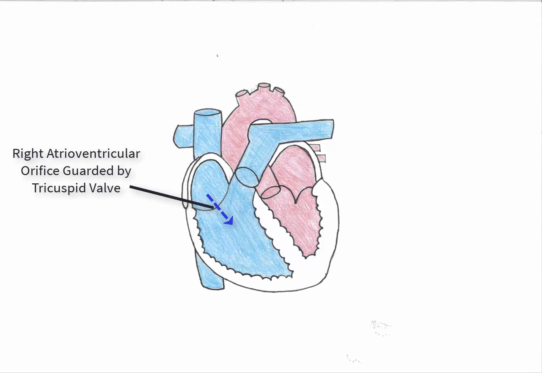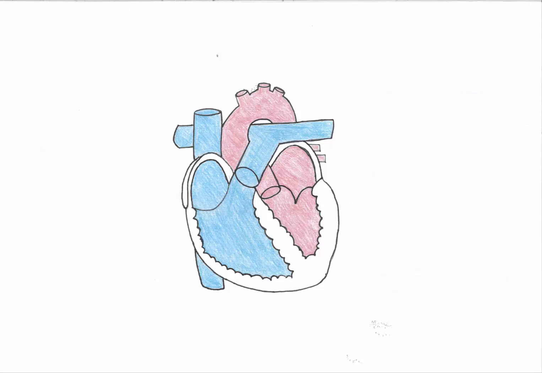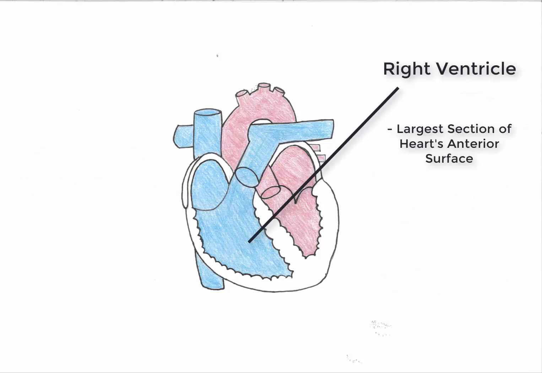the tricuspid valve. The valve contains 3 cusps and is anchored by chordae tendineae to the papillary muscles of the ventricle. During systole, the papillary muscles will pull on chordae tendineae, causing the valve to close and preventing reflux back into the atrium. The right ventricle forms the largest section of the anterior surface of the heart and is the only chamber to have trabeculae carneae.